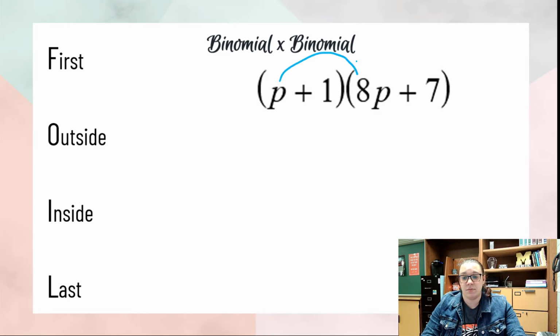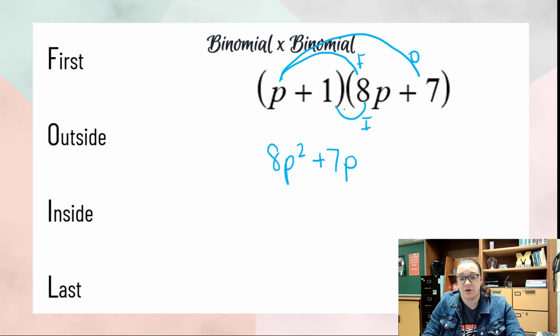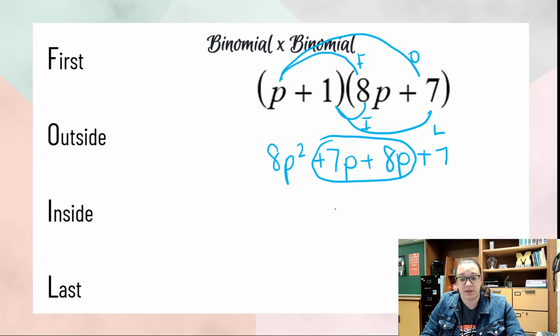So my first terms, p times 8p is 8p squared. Outside terms, 7 times p is 7p. Inside terms, 1 times 8 is 8p. And my last terms, 1 times 7 is 7. Combine your like terms in the middle. 7 plus 8 is 15. And drop down the rest to finish up.